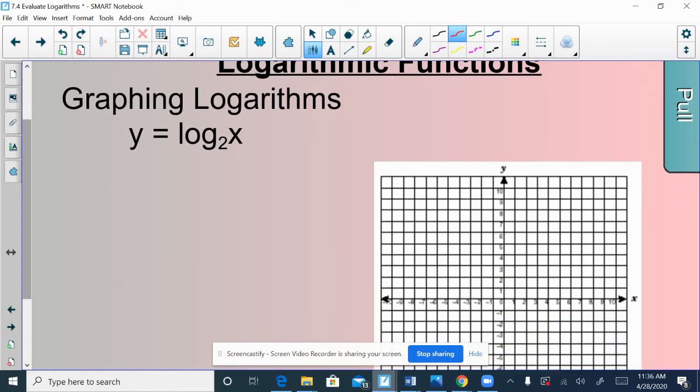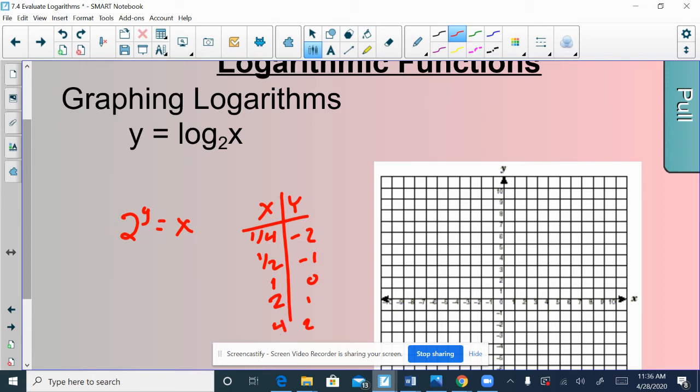Let's look at another example, y equals log base 2 of x. We should be able to do this conversion by now. This would be 2 to the y power is equal to x. Make your t-chart, plug in the values in for y. We should be able to fill this in. 2 to the negative second power is 1/4. 2 to the negative first power is 1/2. You should be able to get all these from your calculator if you don't know how to do them by hand. 2 to the 0th power, anything to the 0th power is 1. 2 to the first is 2, and 2 to the second is 4.